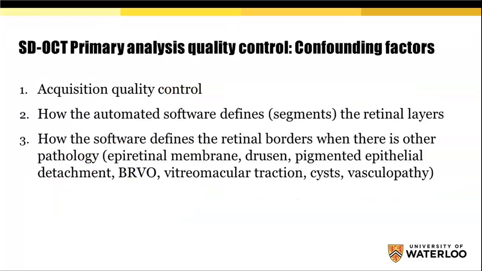We have paid attention to confounding factors, and the one thing about these patients is that many of them are elderly, and so there is concomitant pathology which can impact the results. So things like epiretinal membranes or drusen, which are normal aging processes, can actually impact the results of what we're trying to measure. Next slide, please.